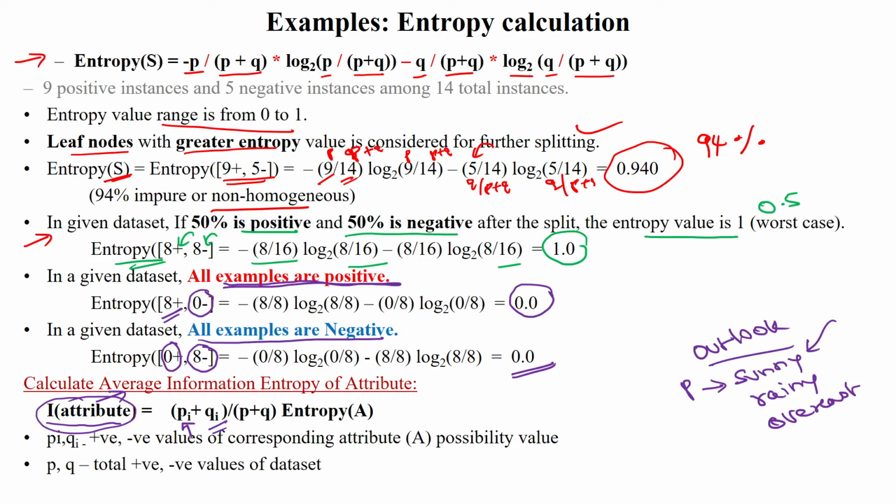So this is the procedure to calculate the entropy for each and every attribute in a decision tree.